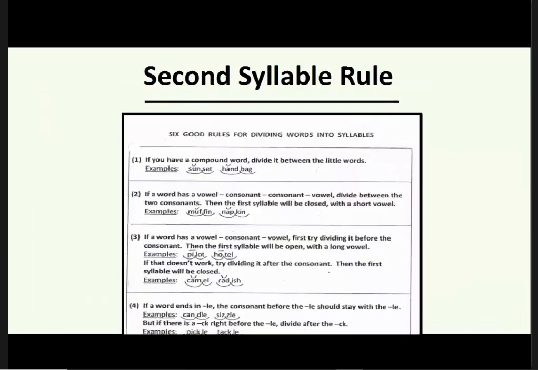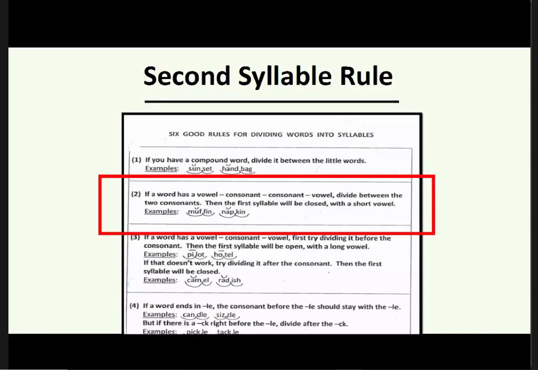The teacher should ask the student to find the reference sheet 6 good rules for dividing words into syllables and find the second rule. He or she would read it and frequently ask the students to take turns repeating it. The adaptations would be the same as for the first rule of syllable division.